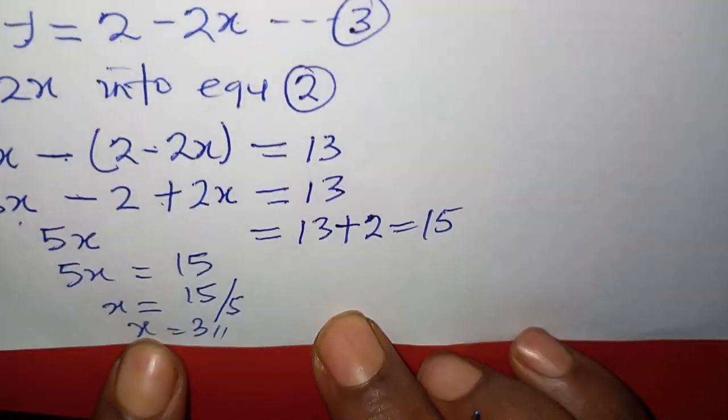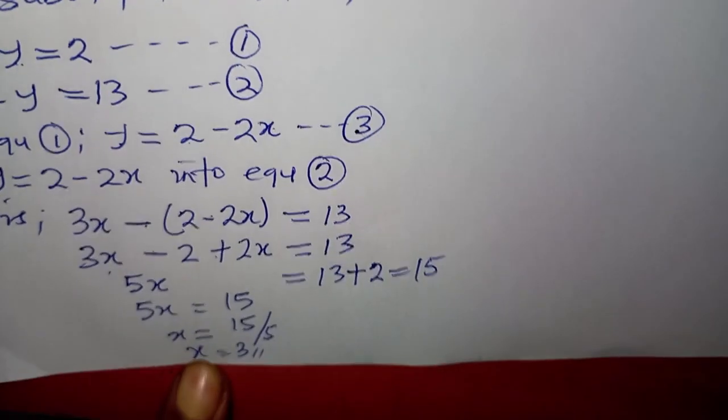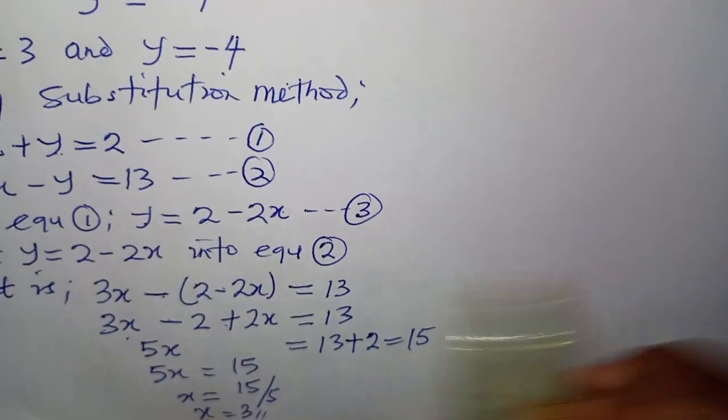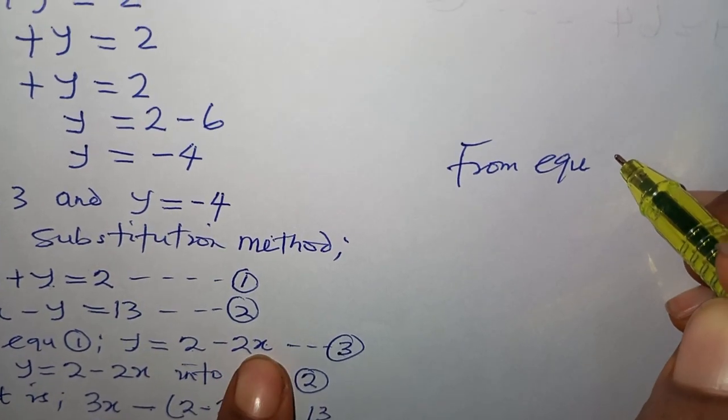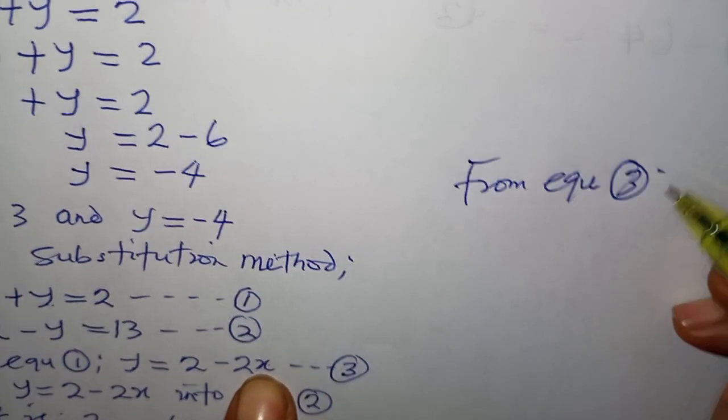So we have x to be 3. Invariably, we could also obtain simultaneously for y. And remember, from equation 1, we said y was to be called what? 2 minus 2x. So let's say from equation 3 we could find y.